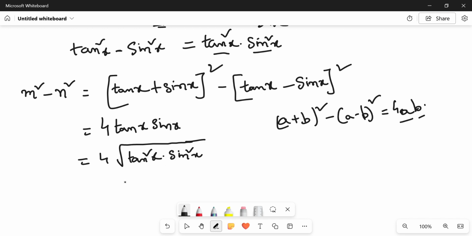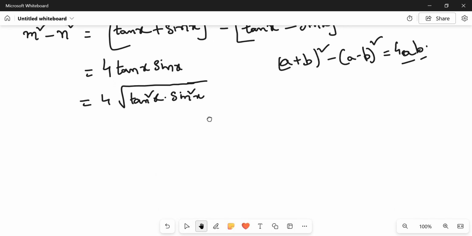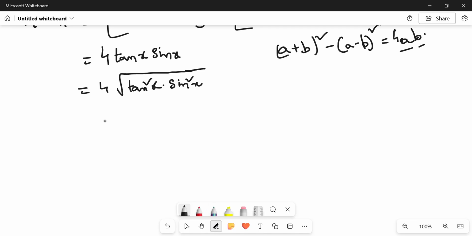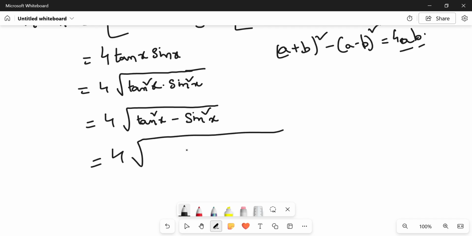And now wherever I see this product tan square x into sin square x, I can make it like a difference. Just now we have seen that relationship, and that relation we are going to use to solve this problem. So this becomes 4 times, I can very well write this as tan square x minus sin square x. And now this is like a square minus b square, so let's write that in the form of a plus b into a minus b. So let's break that into tan x plus sin x multiplied by tan x minus sin x.